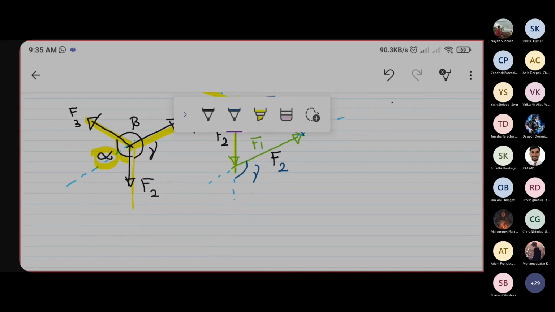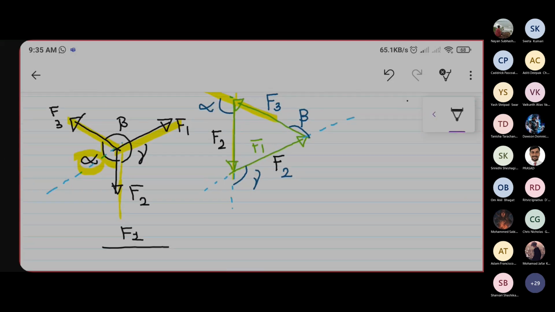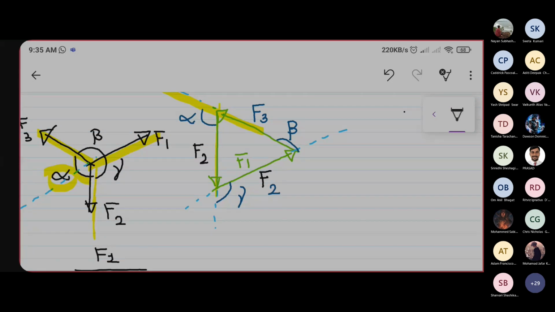Sine law says, it is already done for mathematics, the ratio of the side of a triangle to the angle in front of that side are equal. So this is 180 minus alpha. This is 180 minus gamma, and this is 180 minus beta. Okay. So what does it say?